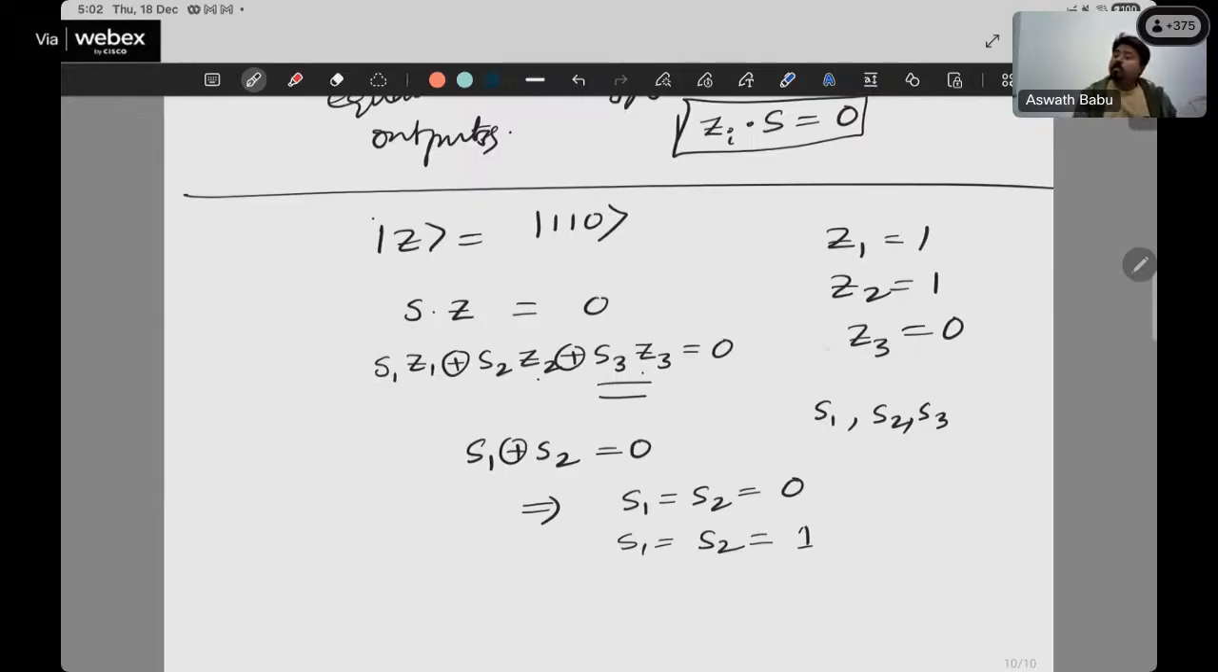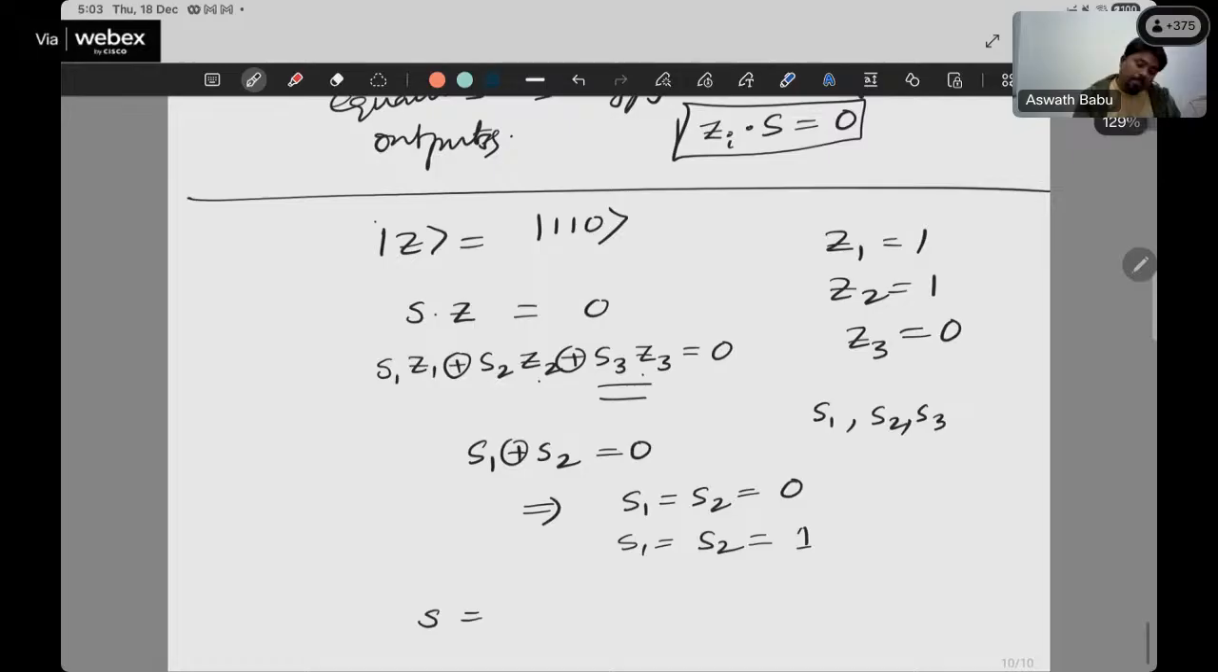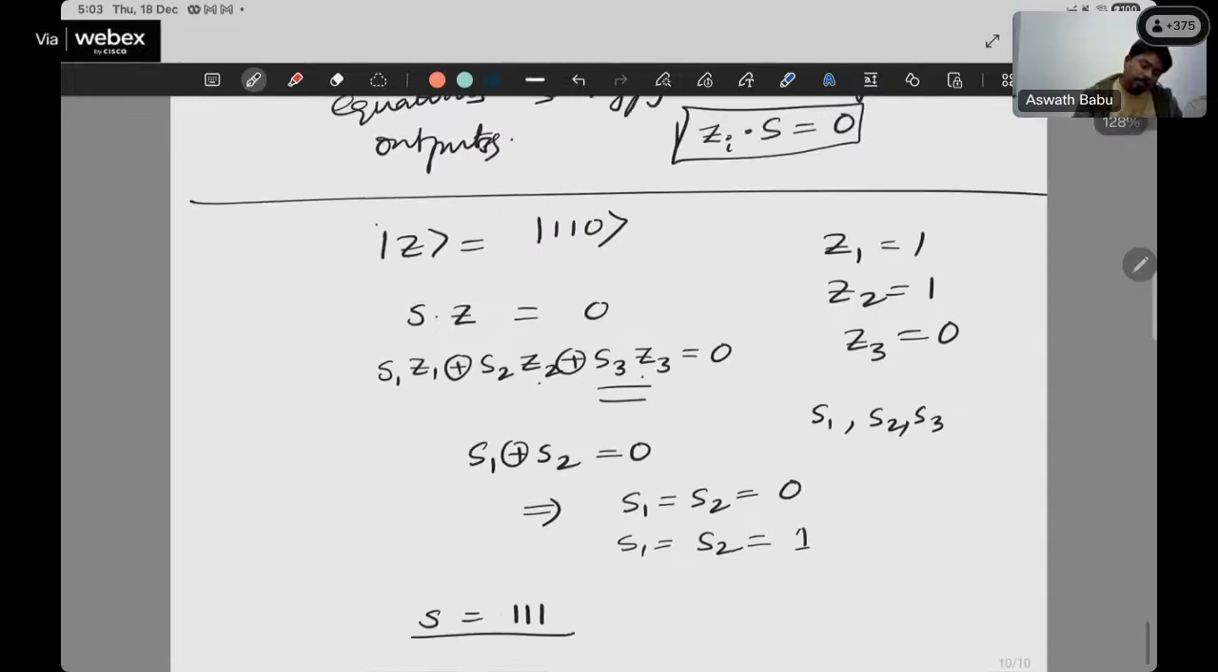So for that I need one more equation. In this way you will be able to find the corresponding s. For example, my s would be something like 1 1 1. In that case, does it satisfy this equation? Yeah, I think it satisfies: 1 into 1 plus 1 into 1 plus 1 into 0 is equal to 1 plus 1, which is 0. Yes, this is one possibility.